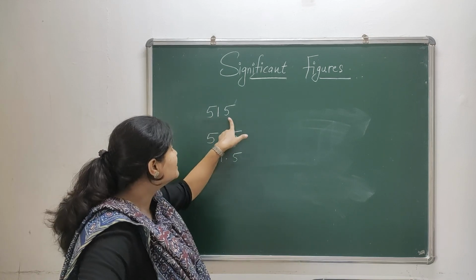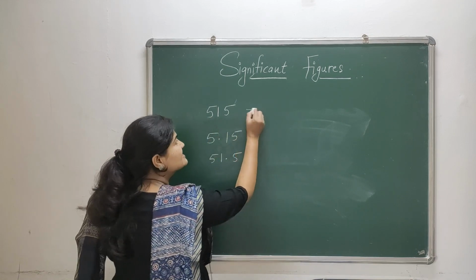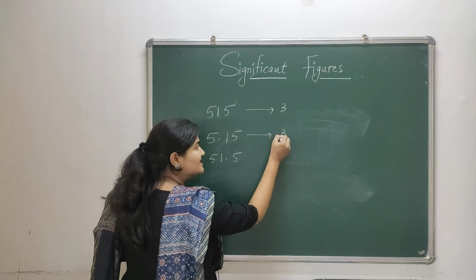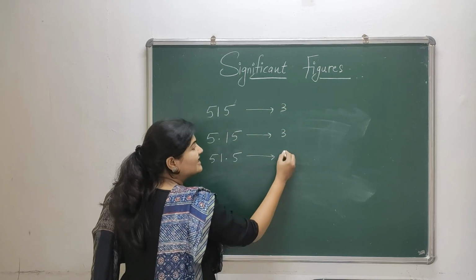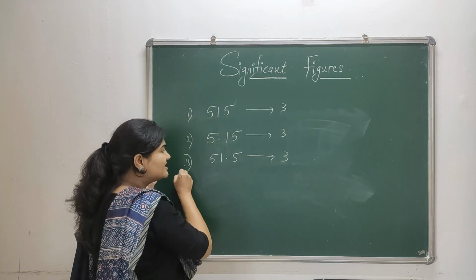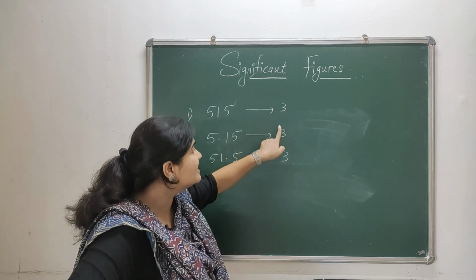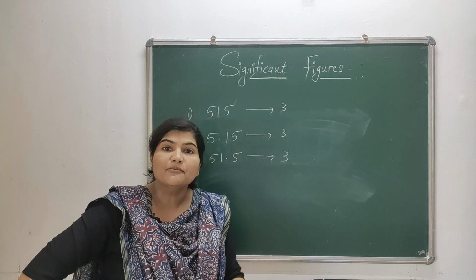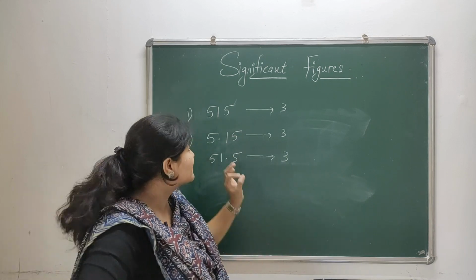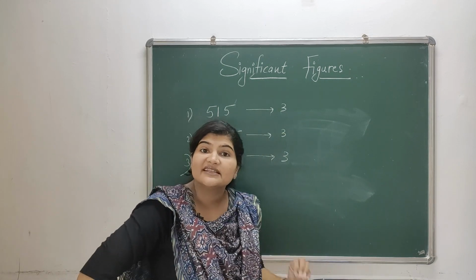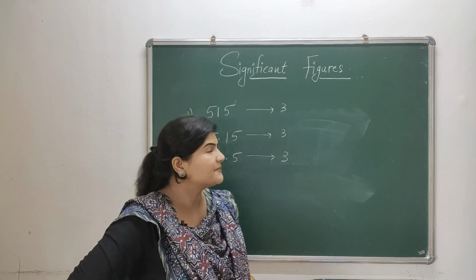So, how many digits can we see here? In this number, there are 3 digits. Even in this number, there are 3 digits. And even in this number, there are 3 digits. So, all these 3 numbers contain 3 significant figures. This is the first and very important rule: our significant figures are independent of decimal point placement.